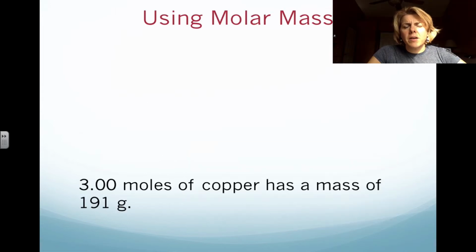Okay, so we're going to take that molar mass that we got from the periodic table and we're going to apply it to moles of copper. Now, what you see at the bottom here, they say 3.00 moles of copper has a mass of 191 grams. Now we're going to see how did they get that.